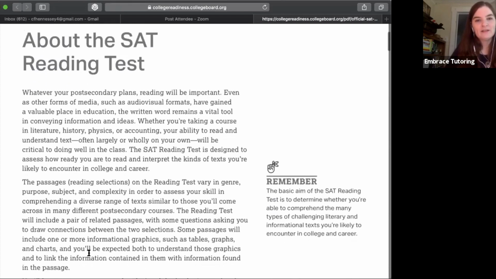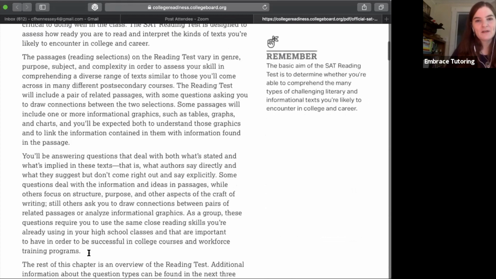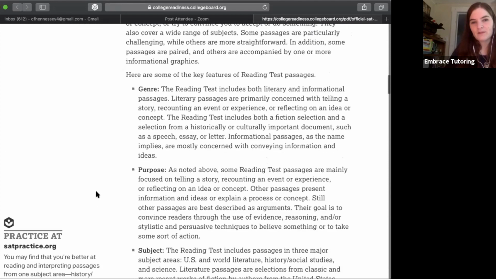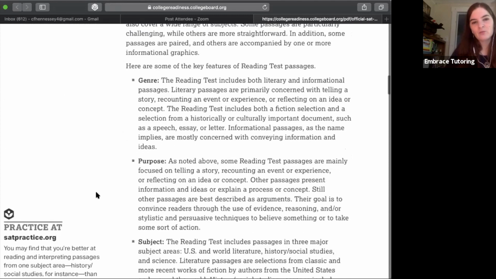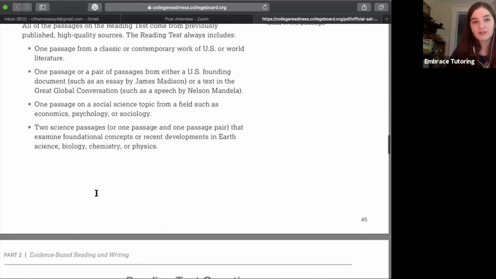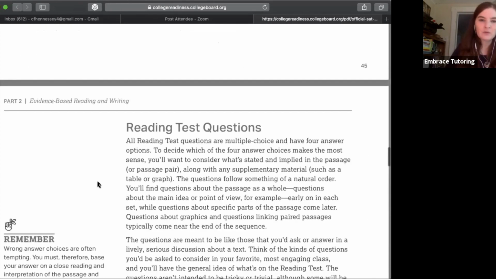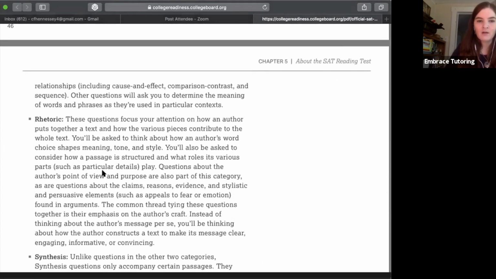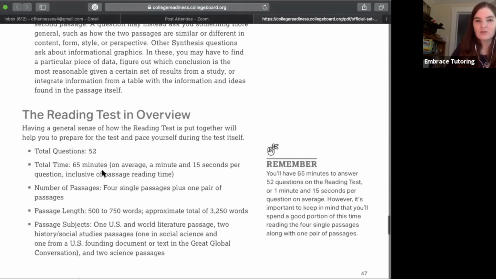But about the reading test. So this is the document. Everyone can access that through the initial document I had up on screen, or directly through the College Board's website. This is chapter one of the chapters you were supposed to be reading about the reading test in particular, and it goes through that breakdown I was just discussing. Everyone should have read this already, so this shouldn't be news to you.